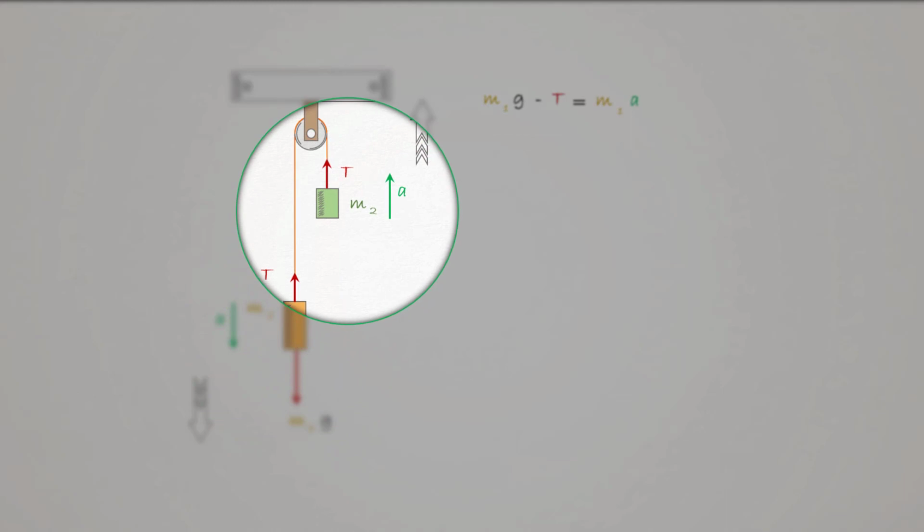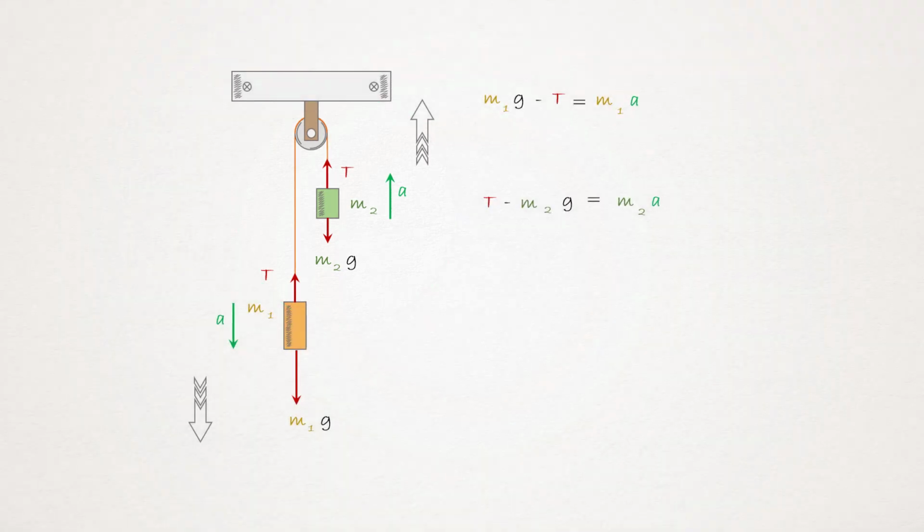Now, let's move on to the other object. For M2, M2 moves upward, so the force pulling upward will be greater than the force pulling downward. In other words, the tension here is stronger than the weight. Since this object accelerates upward, it makes sense for us to pick a coordinate system where upward means positive. Here, the total force is the tension minus the weight, and that should be equal to the mass times the acceleration. Now, we have these two equations with two unknown variables.